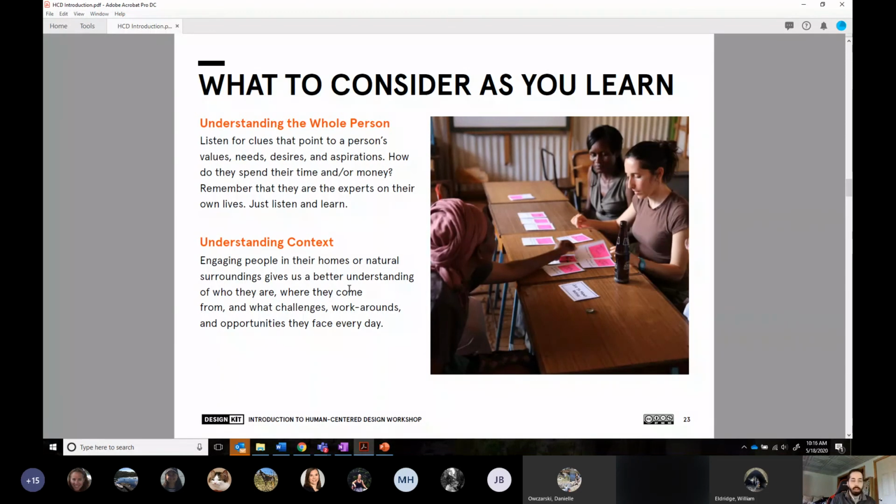And then understanding the context. So if there are specific challenges that individual people face, it's up to you to embrace that, empathize with those challenges, and try and figure out how to help them overcome those challenges with the solutions that you design.